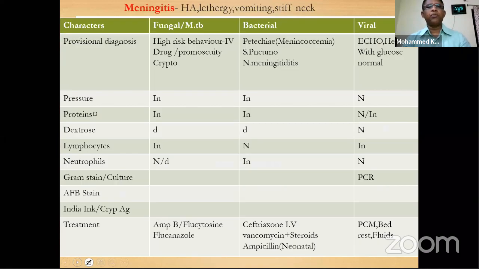Yeah, this is a very important one, one of my favorite USMLE Step 1 or Step 2 tabular columns. Any patient coming with headache, lethargy, vomiting, stiffness, just ask him if he has high-risk behavior of promiscuity or IV drug abuse, then suspect it could be a case of fungal meningitis. This is a very important history, right?